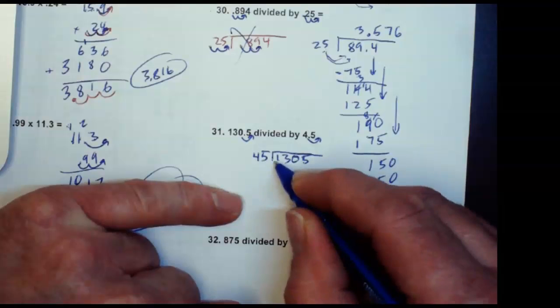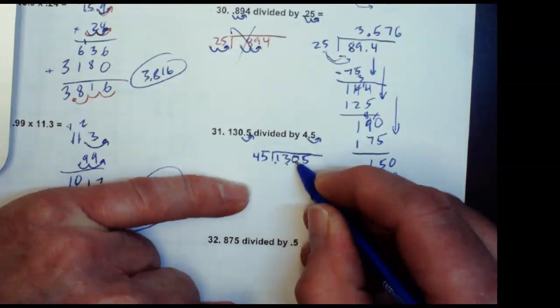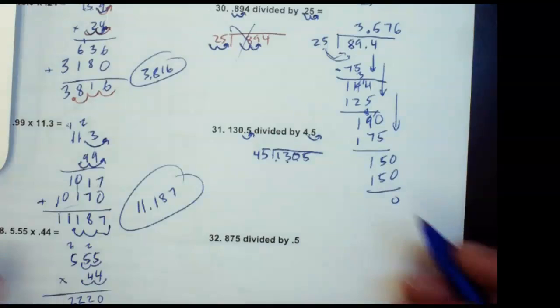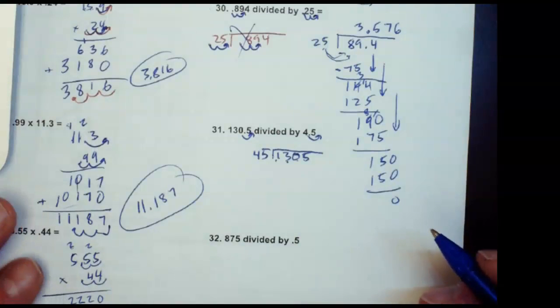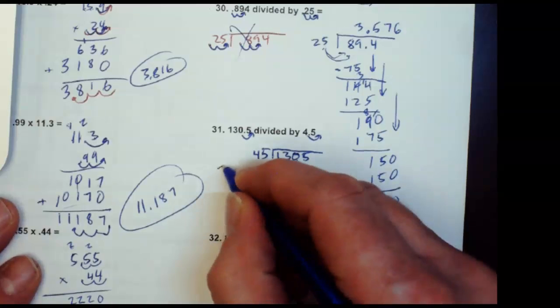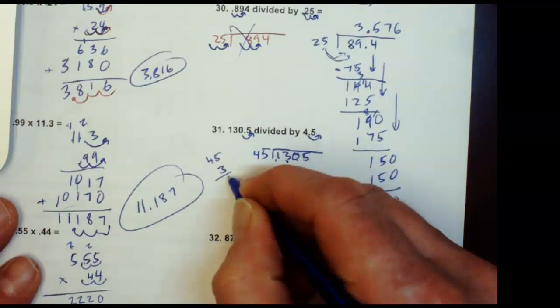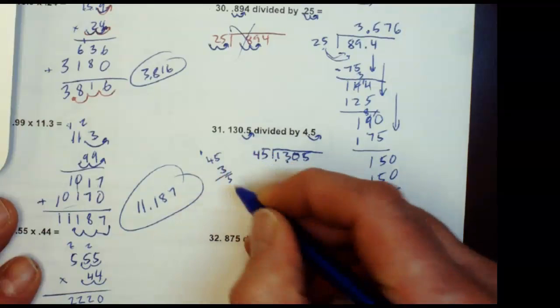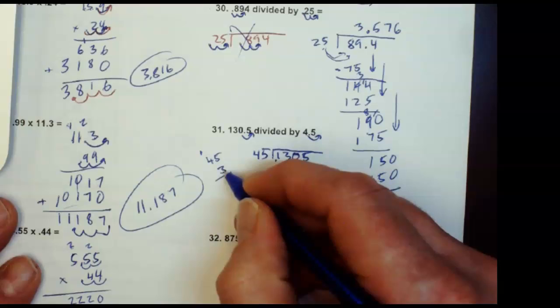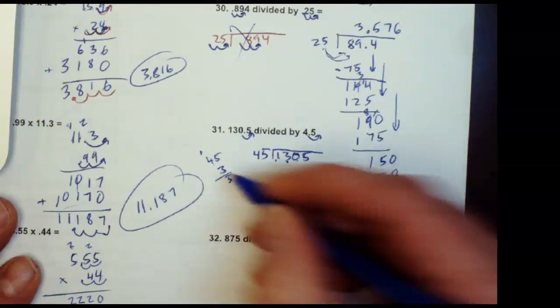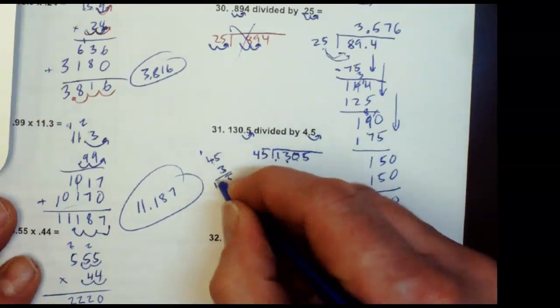45 doesn't go into 1. 45 doesn't go into 13. 45 goes into 130. Here's where we got to start thinking about this. Well, 2 of them would be 90. So I'm thinking it's 3 times. So let's just multiply off to the side here. 3 times 45. 3 times 5 is 15. Here's the 5 and here's the teen. 3 times 4 is 12 plus 1 is 135.